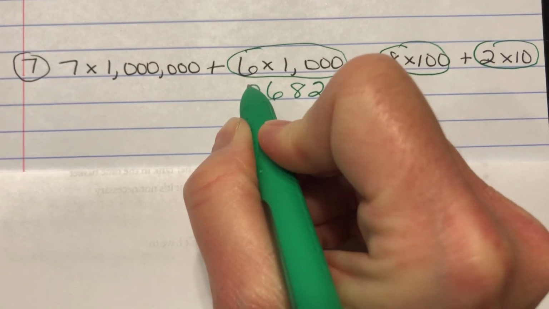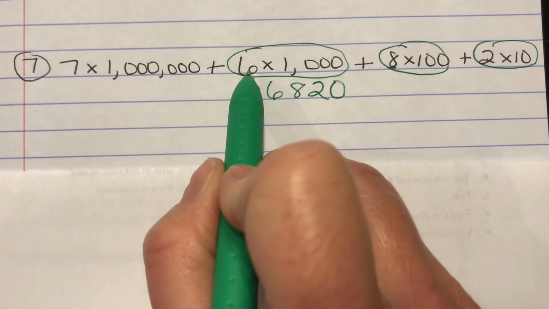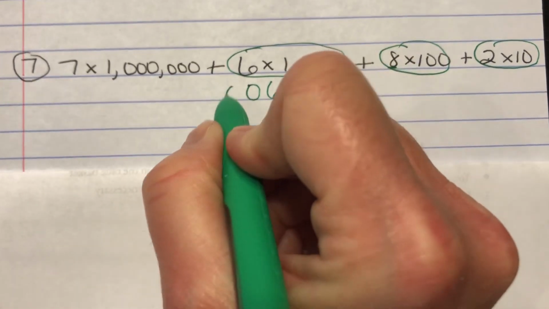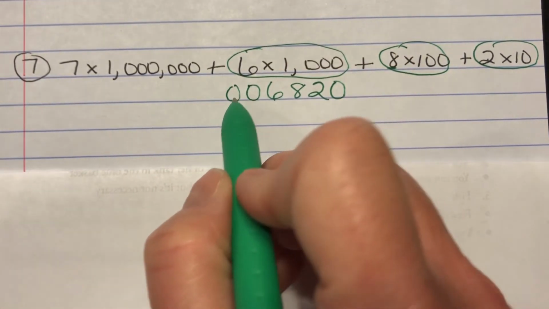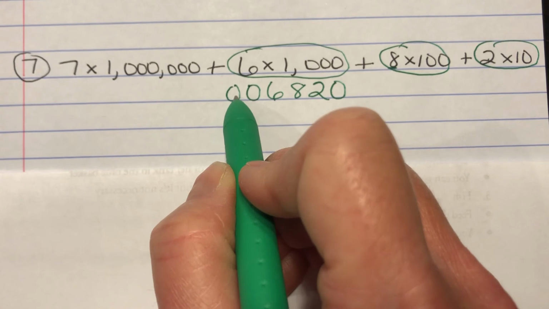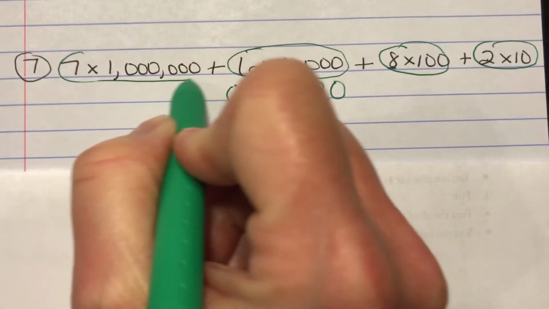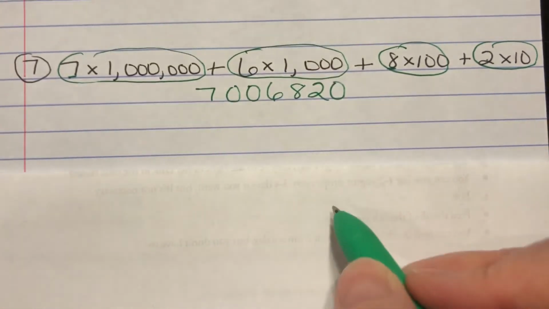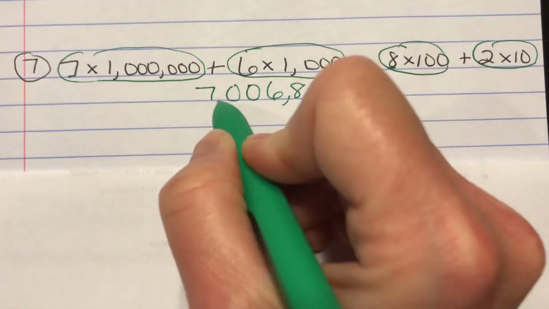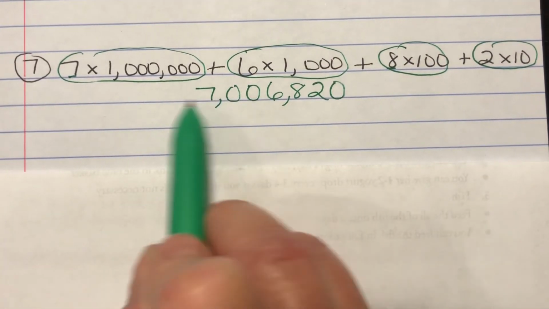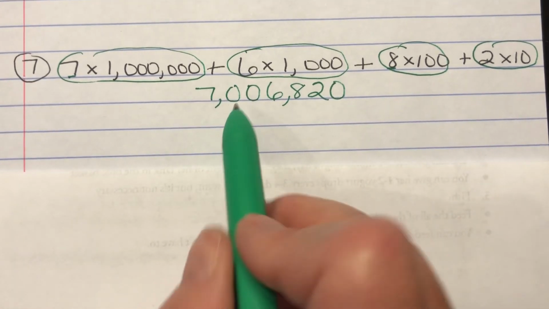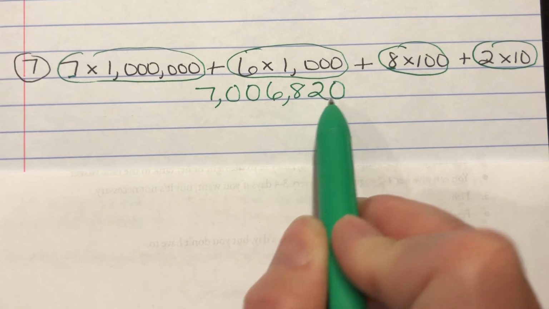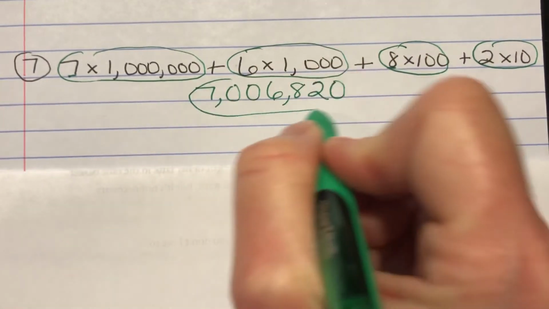And then from 10,000, I would have 100,000, and I don't see 100,000, so that would be a 0. And the next over from 100,000 would be 1 million. And that's what this says. This says 7 times 1 million. So I need a 7 to go in the millions place. And that's the 7th digit over this way. So for this, you should have 7,006,820. You need to include those zeros.